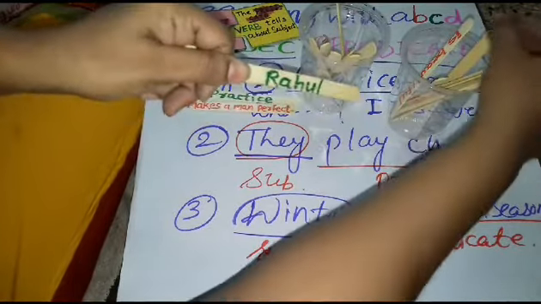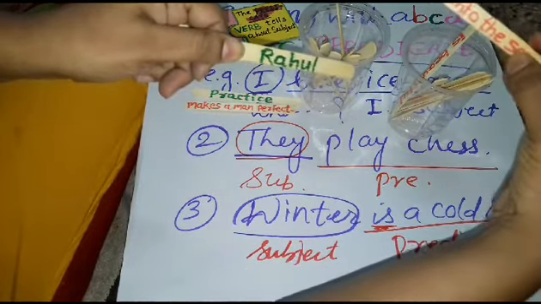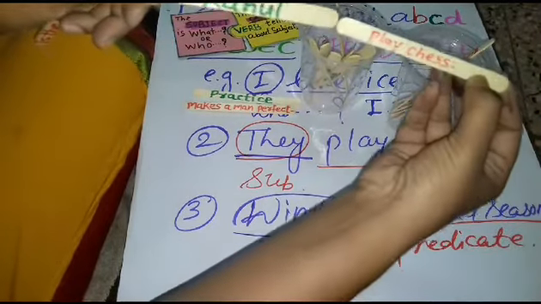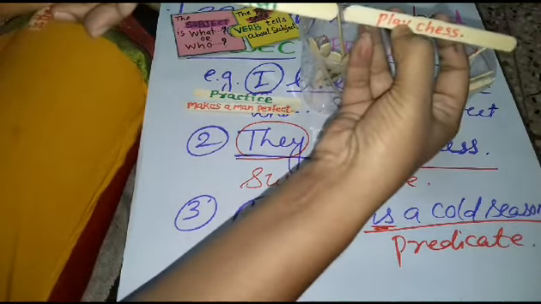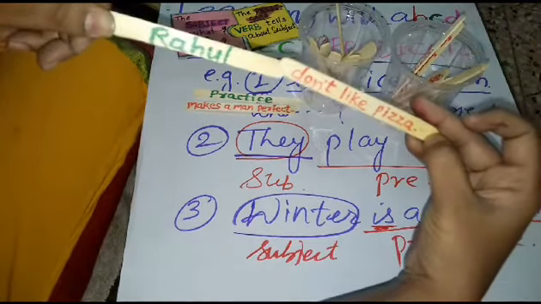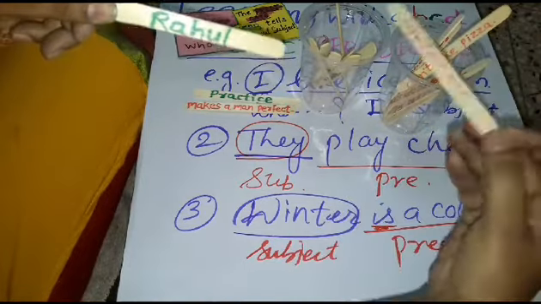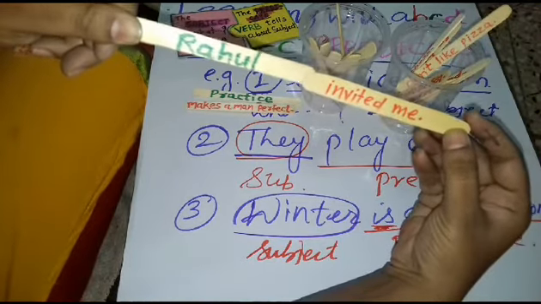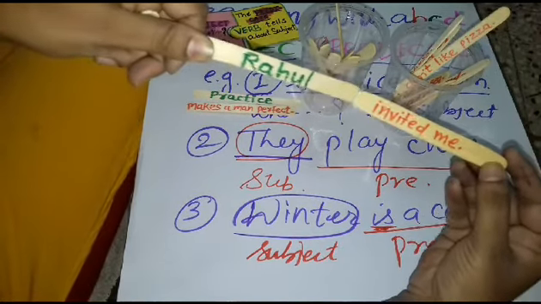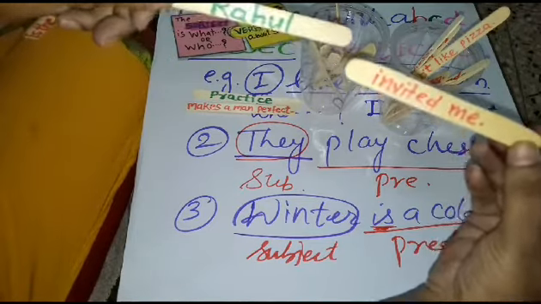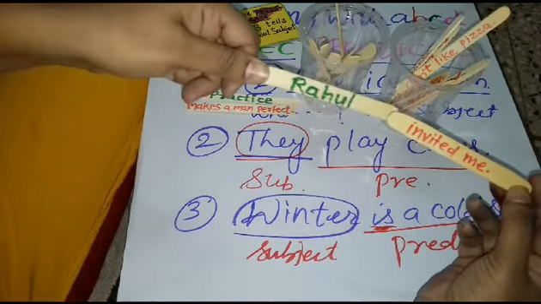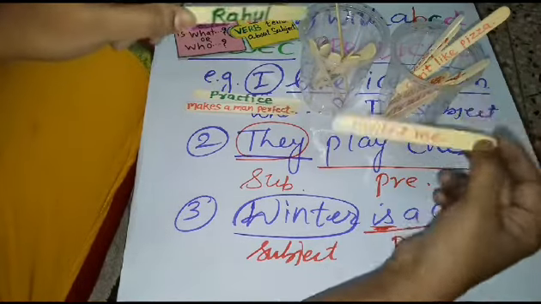Now the another stick I will take. Rahul flows into the sea. No. Rahul play chess. Yeah, but there is no S, so grammatically it is not correct. Rahul don't like pizza. No. Rahul invited me. Yes, that makes the sense. This is one of the activities you can try with your children or your students if you are a teacher. Rahul is a subject here, and invited me is predicate.